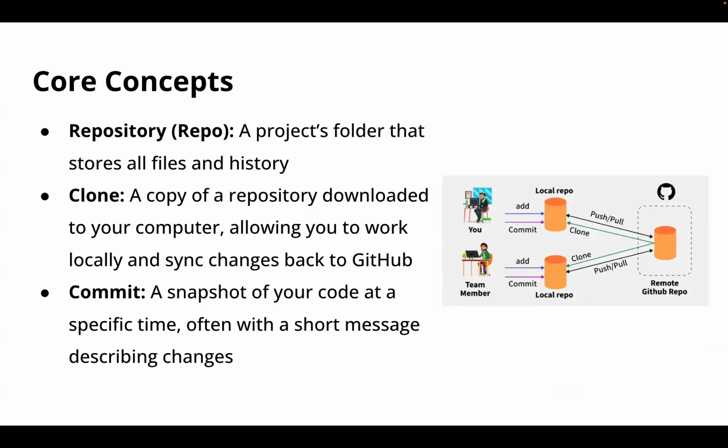So I'm going to go over some core concepts of GitHub. As we said earlier, a repository is like a project's folder that you could store all your files and your history in. You could clone a repository, which downloads it to your computer and allows you to work locally, and you could push and pull your changes to work on the project back in GitHub. You could also commit, which is a snapshot of your code at any specific time, and it often has a short message describing what your change is.